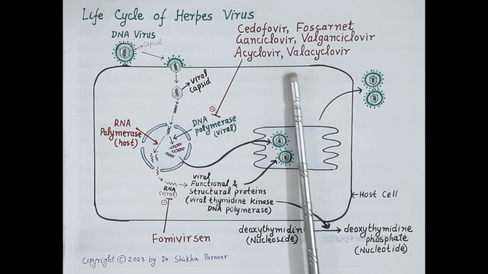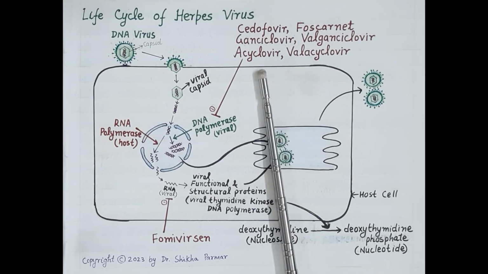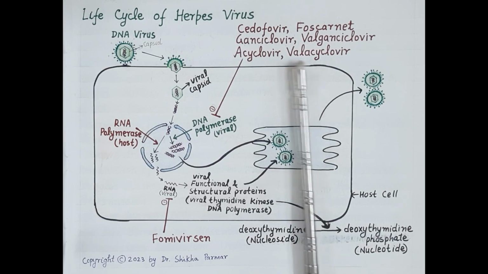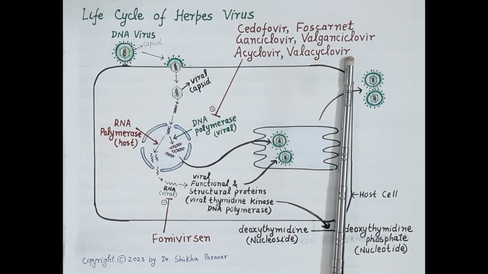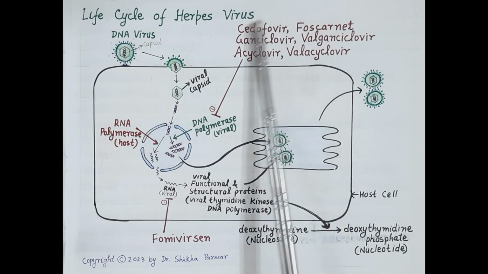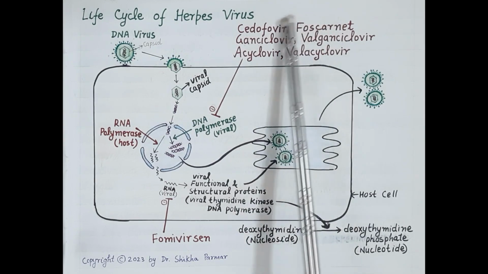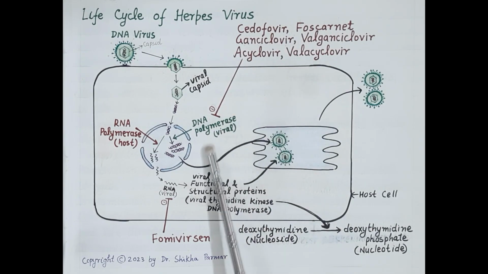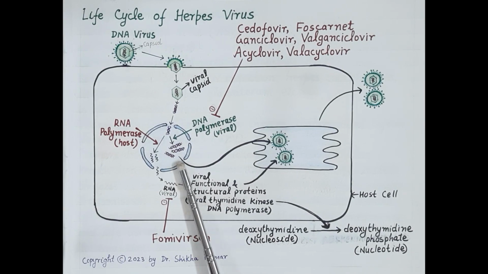Now, anti-herpes virus drugs like Acyclovir, Ganciclovir, Cidofovir, Foscarnet, all these anti-herpes virus drugs, they inhibit viral DNA polymerase. So this blocks the synthesis or replication of viral DNA. So this prevents multiplication of DNA virus in the human body.